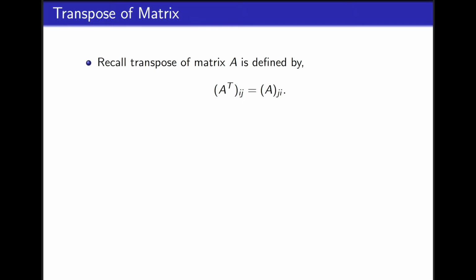Recall that the transpose of a matrix takes the ij component of the matrix and exchanges it with the ji component. As an example, let's consider the matrix [1, 6; 4, -2]. The transpose of this matrix is given by flipping the off-diagonal elements, giving us [1, 4; 6, -2].